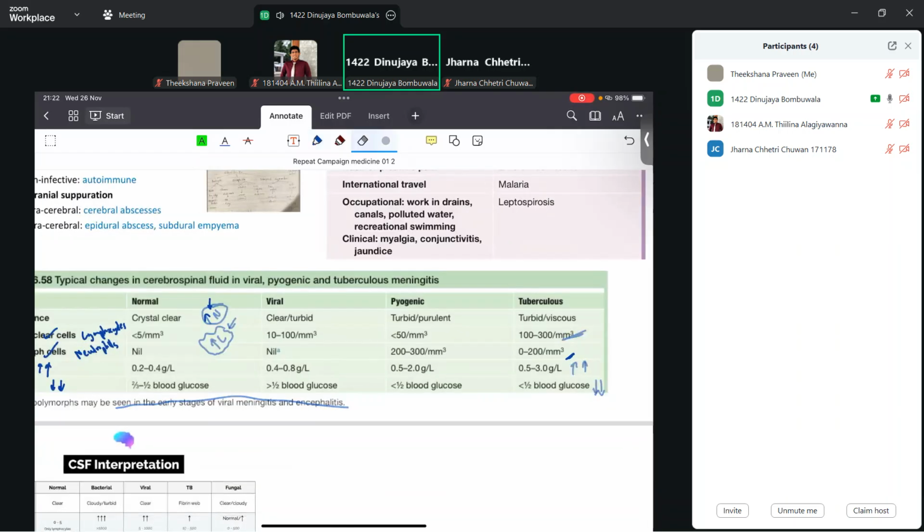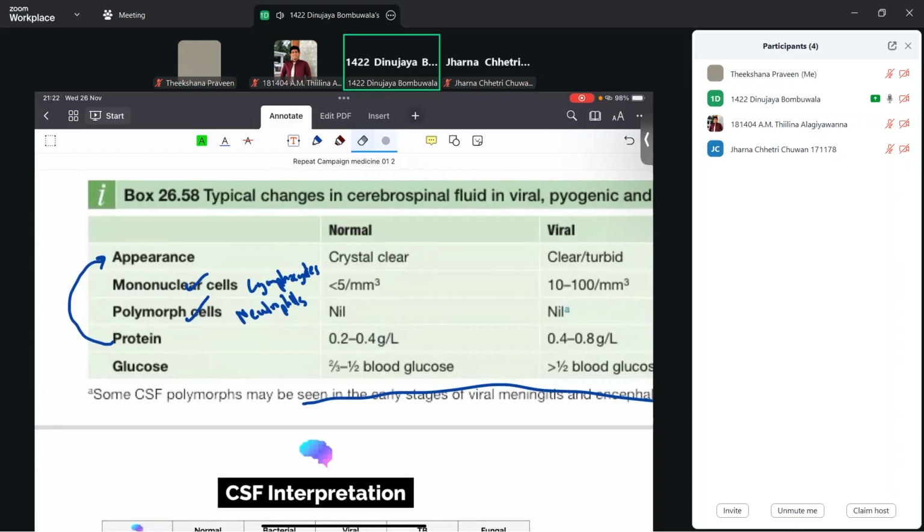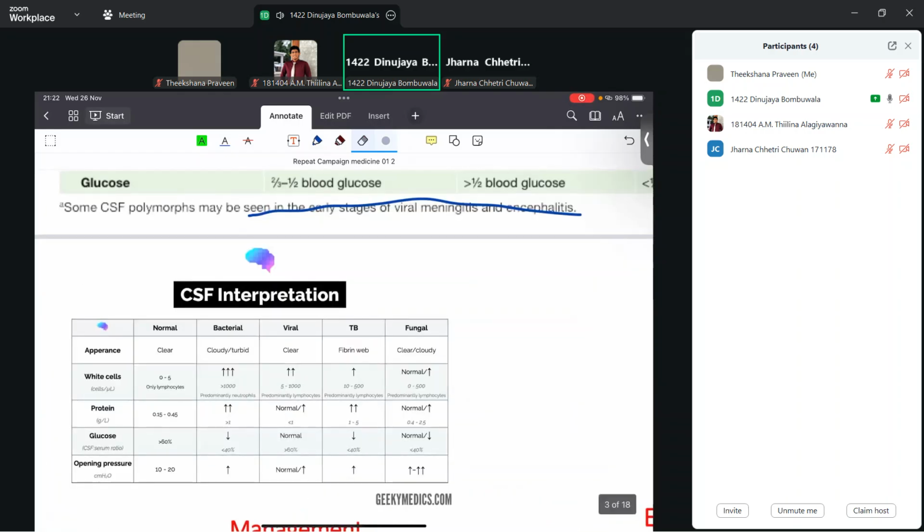So the other one which has been asked here is the fungal one, which is not much familiar for us. It has not been given in this one as well, so I'll go through it. Fungal infection more or less acts like a viral meningitis. The appearance can be clear or cloudy. White cells are predominantly lymphocytes, and proteins are normal or high. Glucose is normal or low, and opening pressure is not needed for us. We can remember it as almost like a viral meningitis picture.